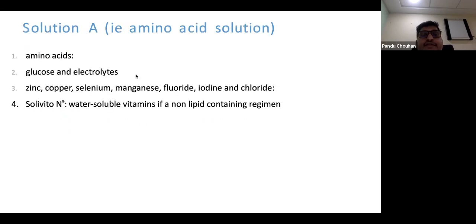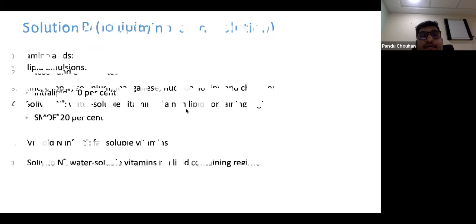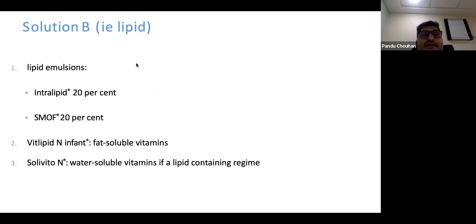So solution A contains amino acids, glucose, and electrolytes. It can also have some trace elements and also water soluble vitamins if a non-lipid containing regimen is there. Solution B contains the lipid. The available common lipid solution is Intralipid, which is 20%, and the other is SMOF. It is soya, MCT, fish and olive oil, which is also 20%.